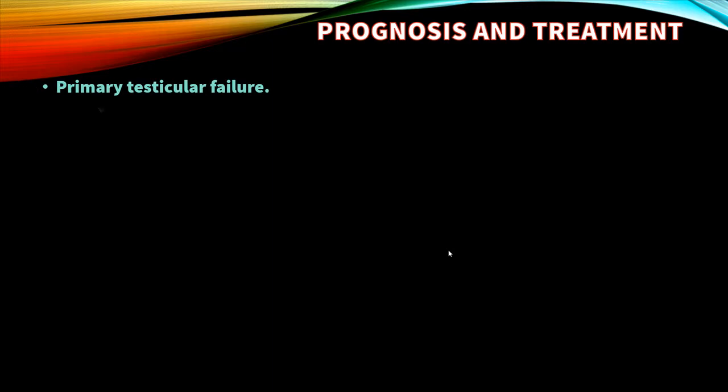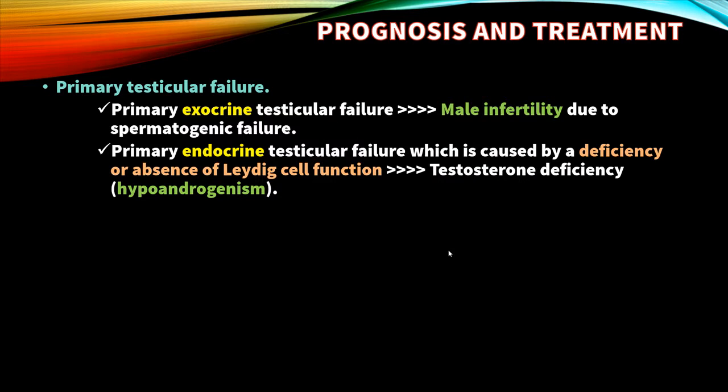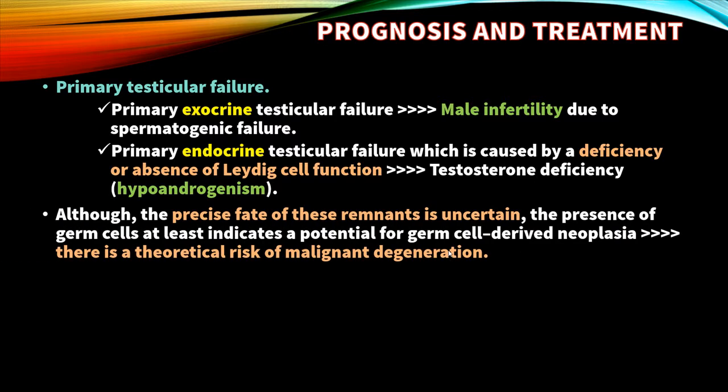Primary testicular failure, primary exocrine testicular failure, leads to male infertility due to spermatogenic failure. Primary endocrine testicular failure, which is caused by a deficiency or absence of Leydig cell function, testosterone deficiency, hypoandrogenism.